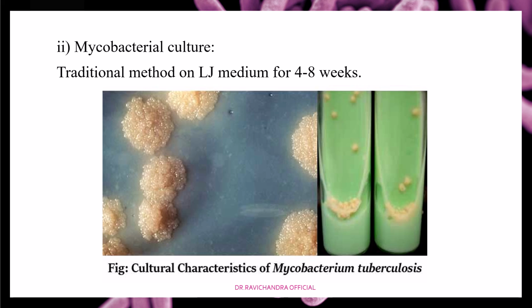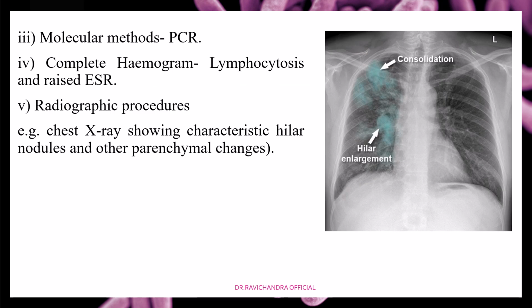Mycobacterial culture using LJ medium, which is a very important medium for Mycobacterium tuberculosis. LJ medium for 4 to 8 weeks is used for culturing the Mycobacterium tuberculosis. There are molecular methods like polymerase chain reaction, complete hemogram. You can appreciate the lymphocytosis and raised ESR. There may be some radiographic procedures like chest X-ray, which is showing characteristic hilar nodules and other parenchymal changes, consolidation, etc. in the X-rays of a chest.